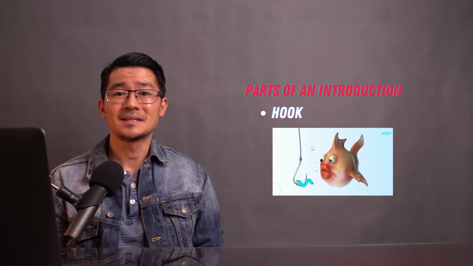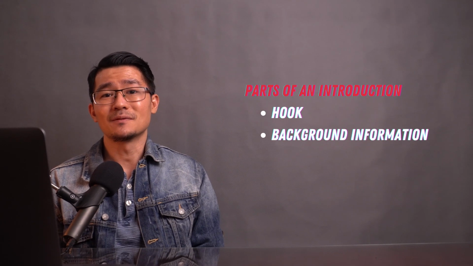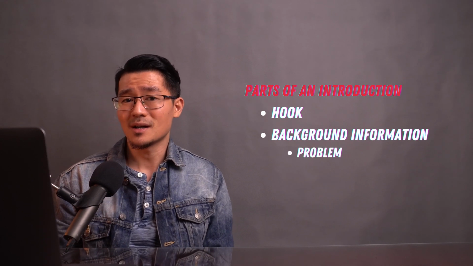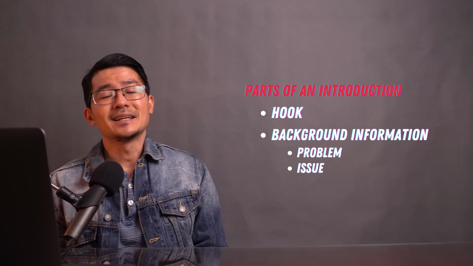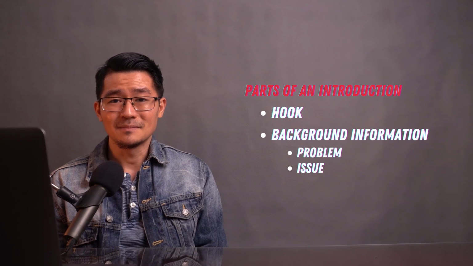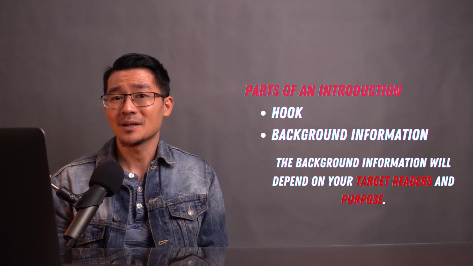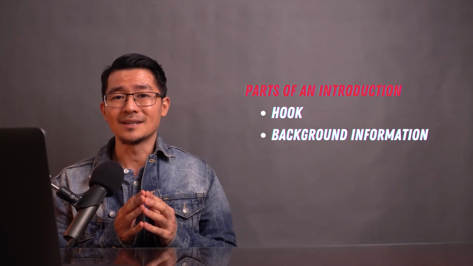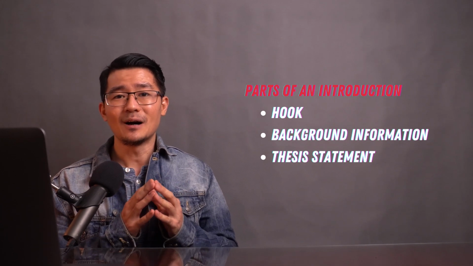And the second one is some background information. What do your readers need to know before you give them the thesis statement? You can talk about the problem or the issue about the topic you're writing on. Again, in this part, the purpose statement is very useful because the kind of background info you provide will depend on your target readers and your purpose. And of course, the third one is the thesis statement. This will be in the last part of your introduction.